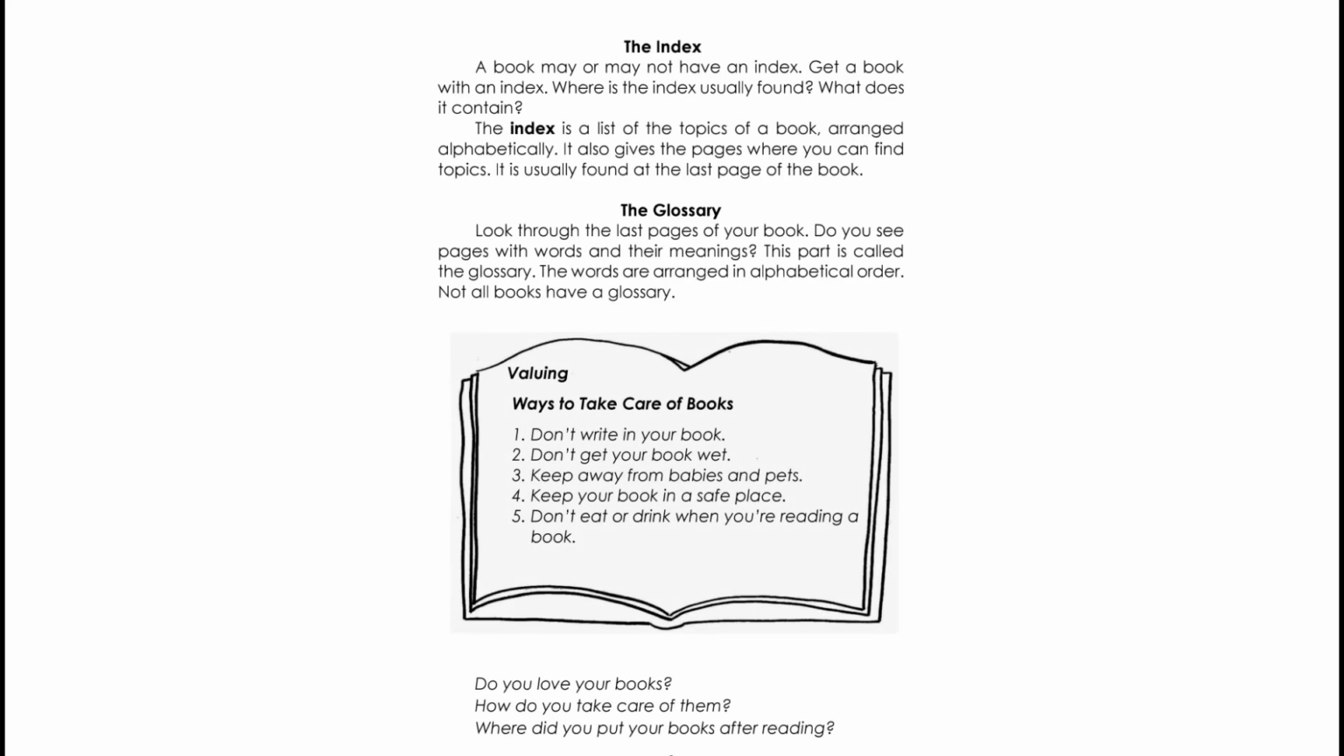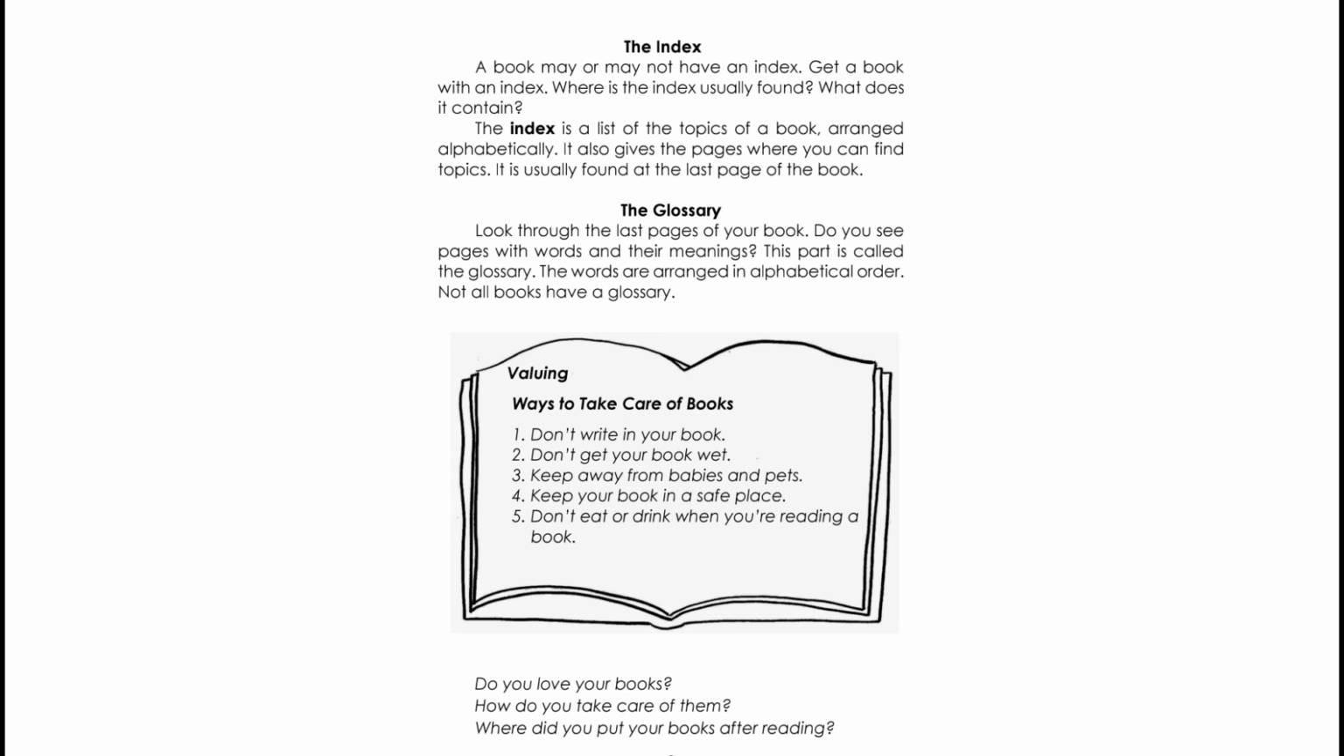The index. A book may or may not have an index. Get a book with an index. Where is the index usually found? What does it contain? The index is a list of the topics of a book, arranged alphabetically. It also gives the pages where you can find topics. It is usually found at the last page of the book.